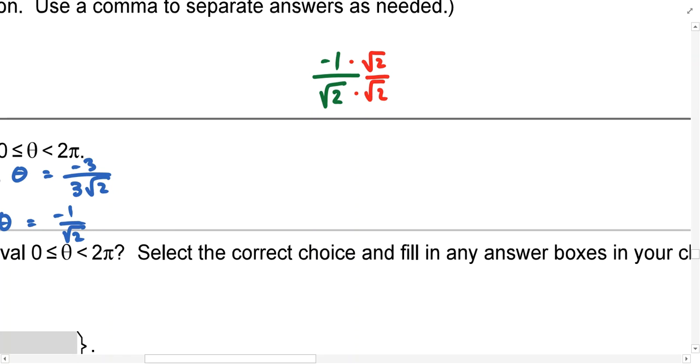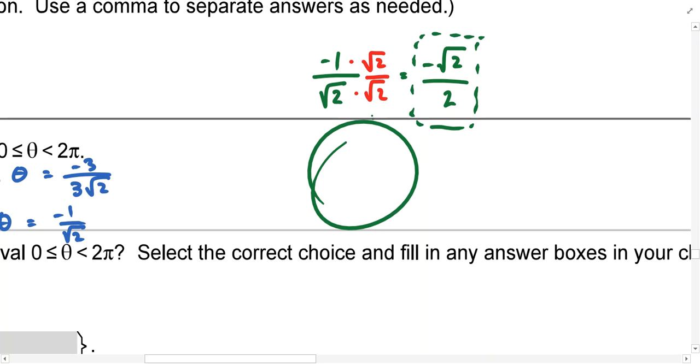Now, this is helpful for us because if I multiply this out, well, -1 times square root 2 is negative square root 2, and square root 2 times another square root 2, well, that's a radical times itself, and that leaves us with just 2. Now, this is a form of the number that I'm used to seeing. I know where the x value is equal to negative square root 2 over 2, and that's in this position and this position. So those are these two coordinates here.